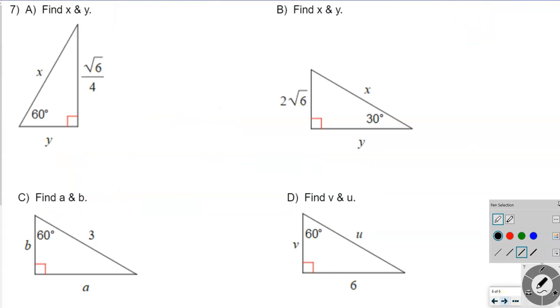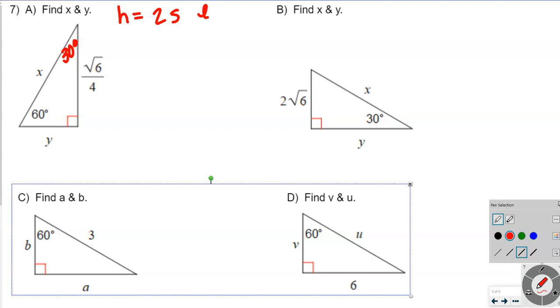Okay? Now, we're going to do number 7. Number 7, again, we're going to find the missing angle first. This should always be your first step when you're doing these types of problems, so you can determine if this is a 30, 60, 90 triangle. And it is. So we have two formulas here. We have the hypotenuse is equal to 2 times the short leg, and we have that the long leg is equal to the short leg times the square root of 3.